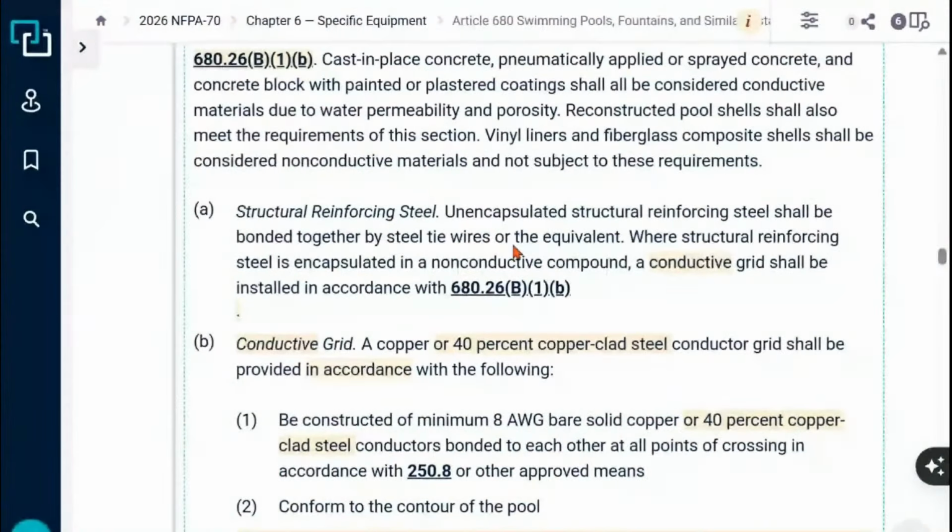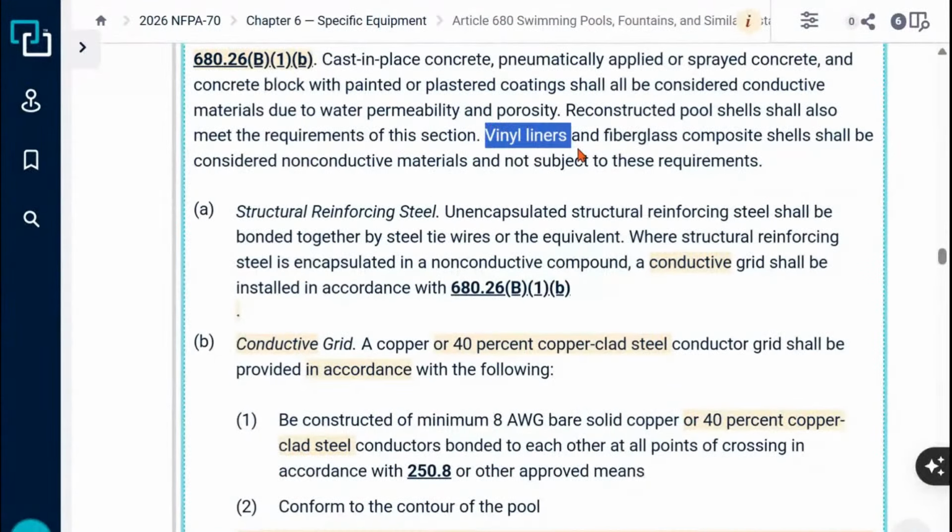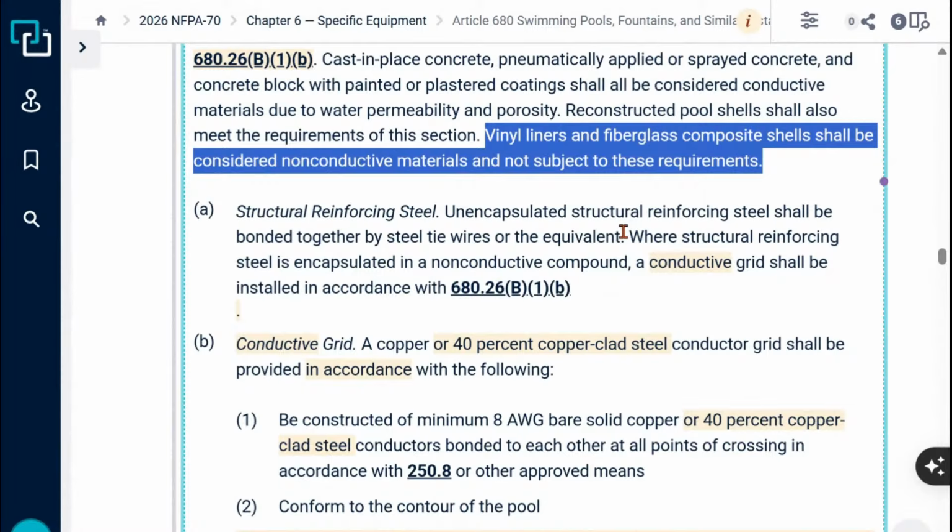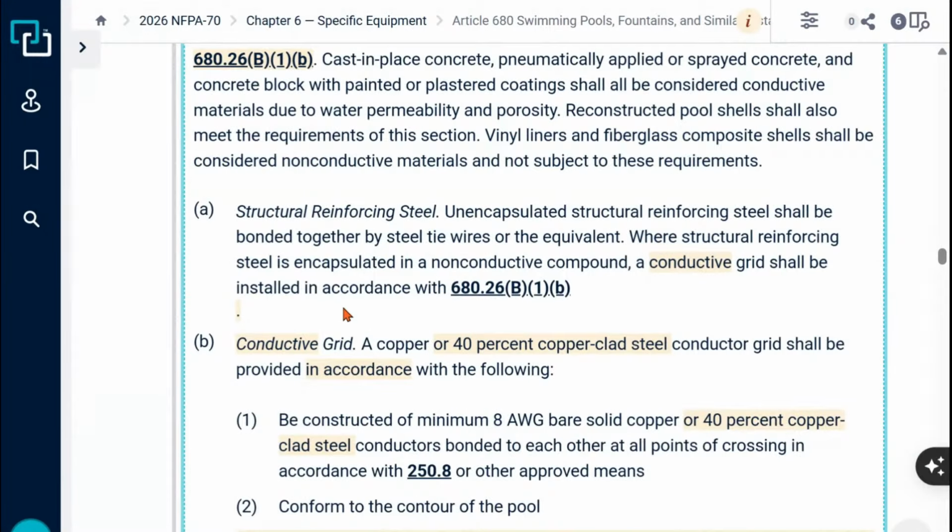And I guess that's why it's so important for us to go back here and read this portion right here, which again reminds us that vinyl lined and fiberglass composite shells shall be considered non-conductive and are not subject to these requirements. So you simply get to ignore it. But I can see people requiring certain things, and they forget the fact that this says, look, it's not applicable. You don't have to do any of this. It's done. Now that's for the conductive pool shell. You still have perimeter, you still have bonding within 5 feet, but we're just talking about a conductive pool shell. That's it. So let's look at this grid.